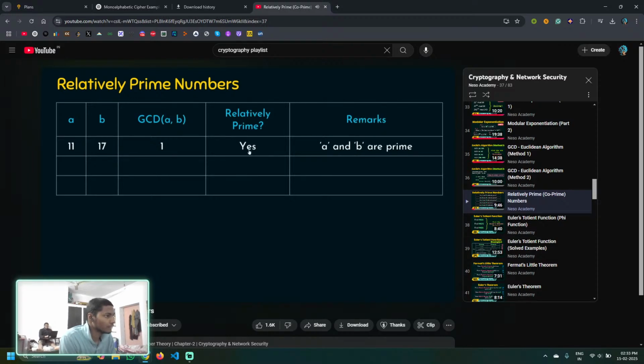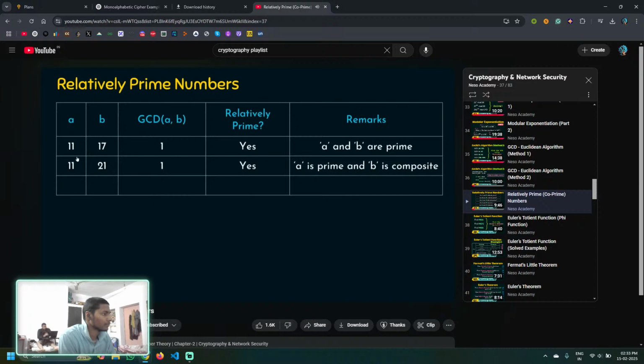Is there any rule that A and B should always be prime? No. Just see the second scenario. In the second scenario, we have A as 11, which is a prime number. We have B, which is 21, which is a composite number. Why? Because it has factors other than 1 and 21. It has 3 and 7 also as factors, right? So 21 is not a prime number. But still, when we compute the GCD of 11 and 21, we get 1 only as the GCD, because there are no common factors that can divide both 11 and 21 except 1.